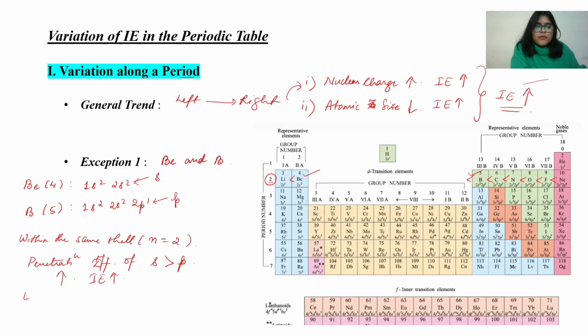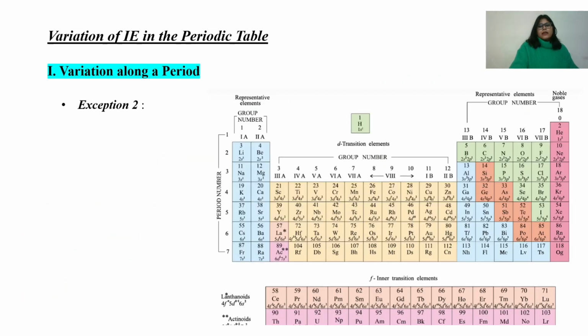So therefore, what was expected was beryllium less than boron. But the reality is, beryllium is more than boron. Okay, so this is our first exception. Now let's see the second exception.